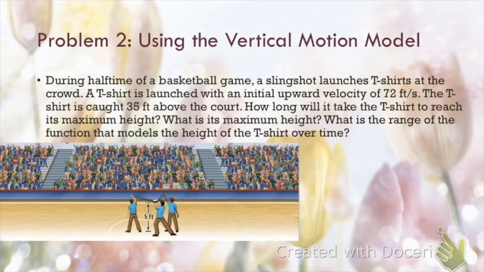We are going to be looking at vertical motion here. During halftime of a basketball game, a slingshot launches t-shirts into the crowd. A t-shirt is launched with an initial upward velocity of 72 feet per second. The t-shirt is caught 35 feet above the court.